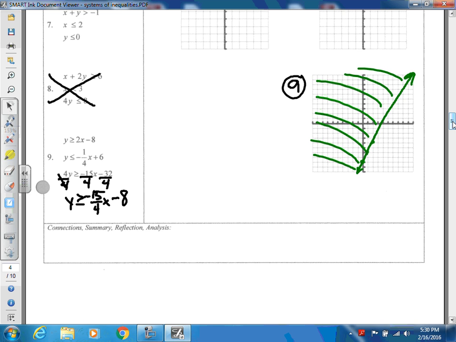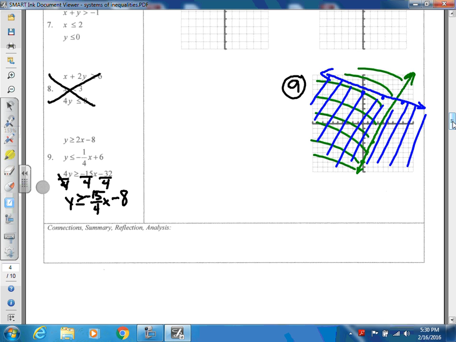All right, then I'm going to take the second one and go to positive 6. And then the slope is negative 1/4. So that means down 1 and right 4, down 1 and right 4. And that one's also solid. Okay, and it is less than or equal to. So it goes down here too. So now we've got this region on the left that's got both colors in it right now.